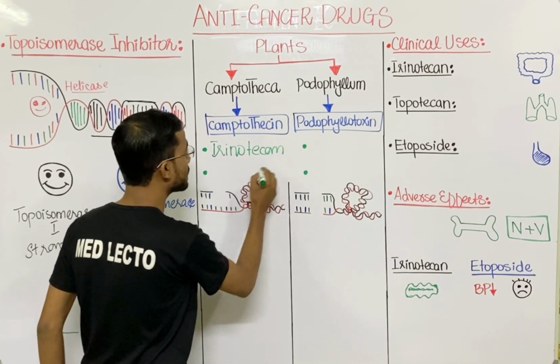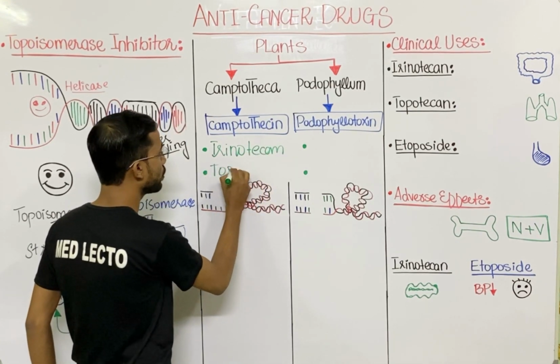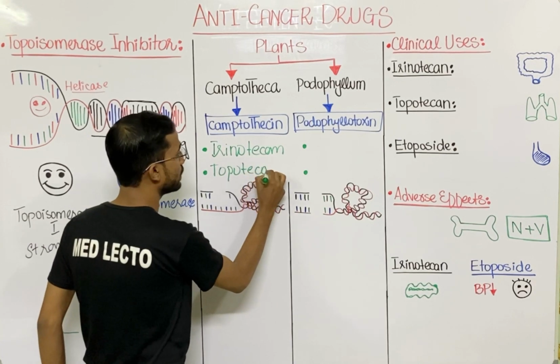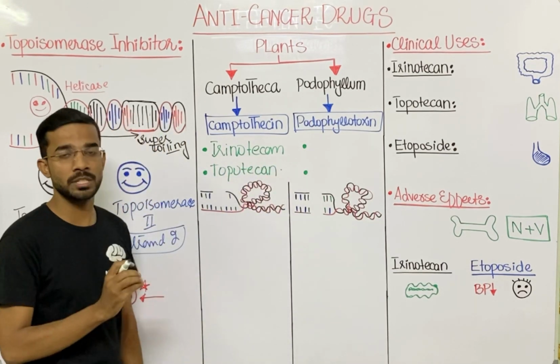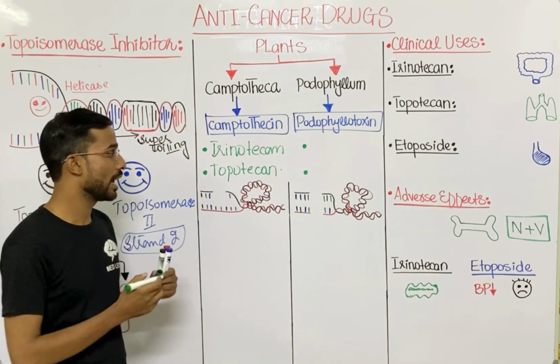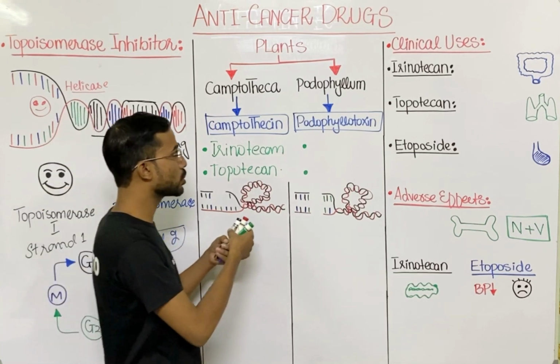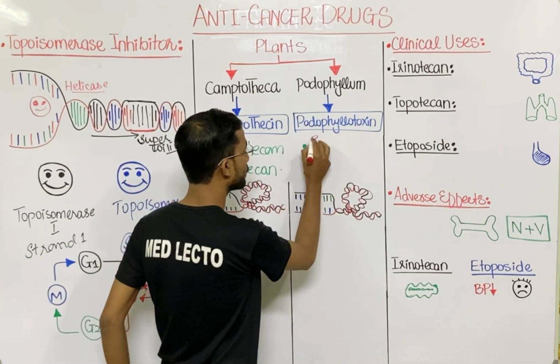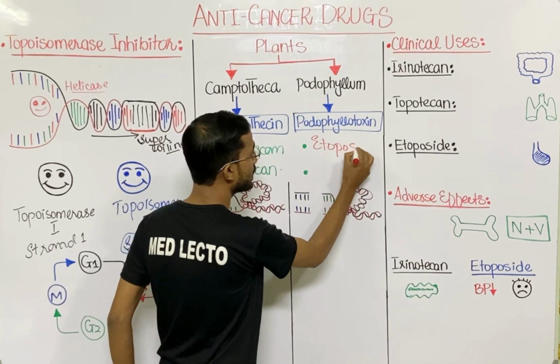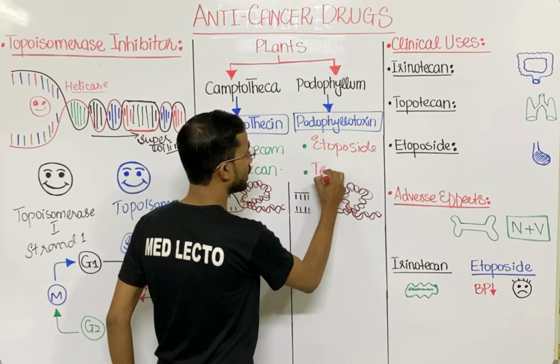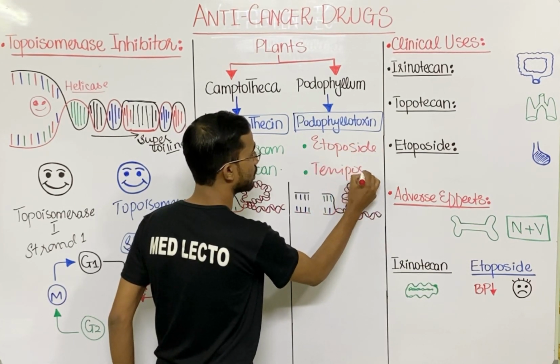From camptothecin, the most important ones are irinotecan and topotecan. These are the two most important topoisomerase inhibitors. In the second case, you will see etoposide and teniposide.